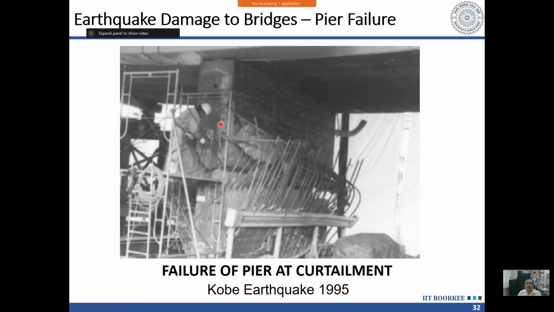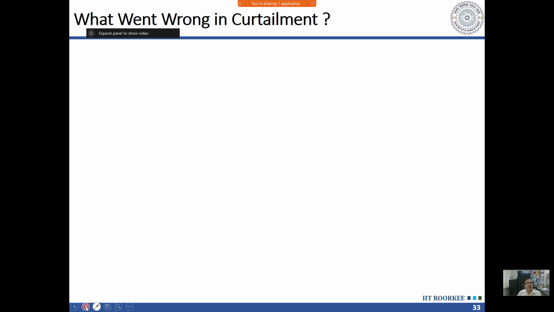Even here, in this type of wall-type pier, the bars were curtailed and failure occurred where the curtailment is. So what went wrong with the curtailment? Let's understand this. This can be understood from the capacity design principle.